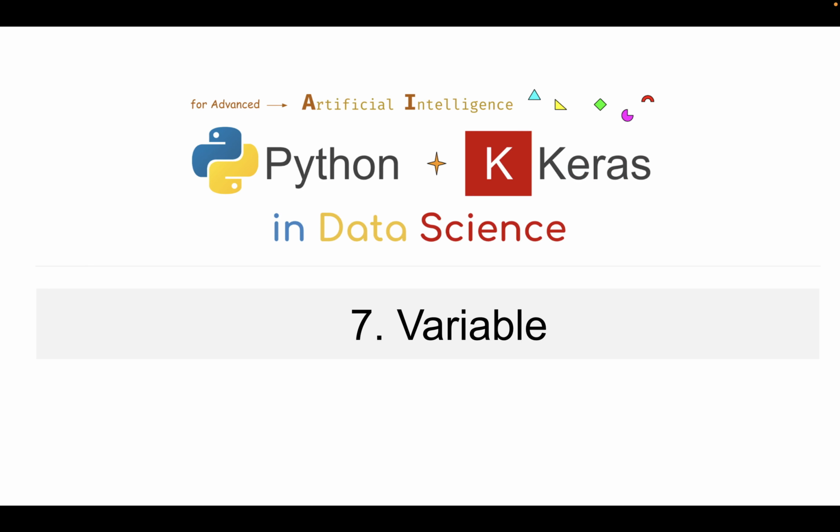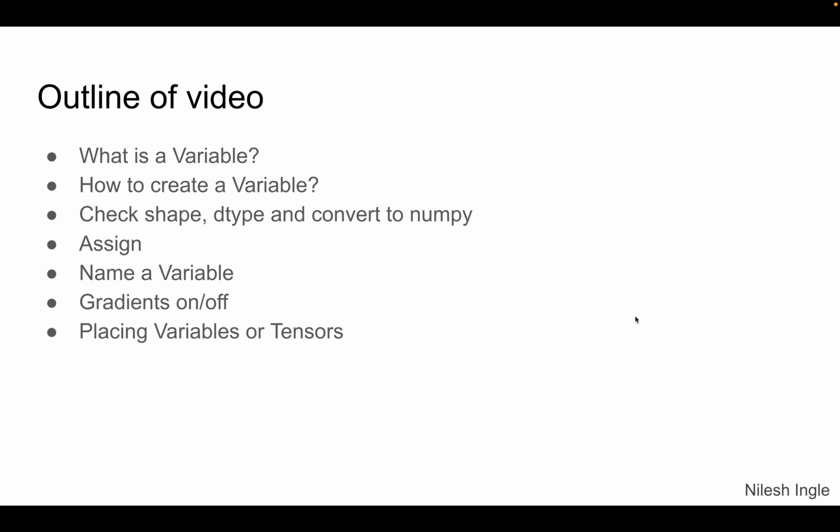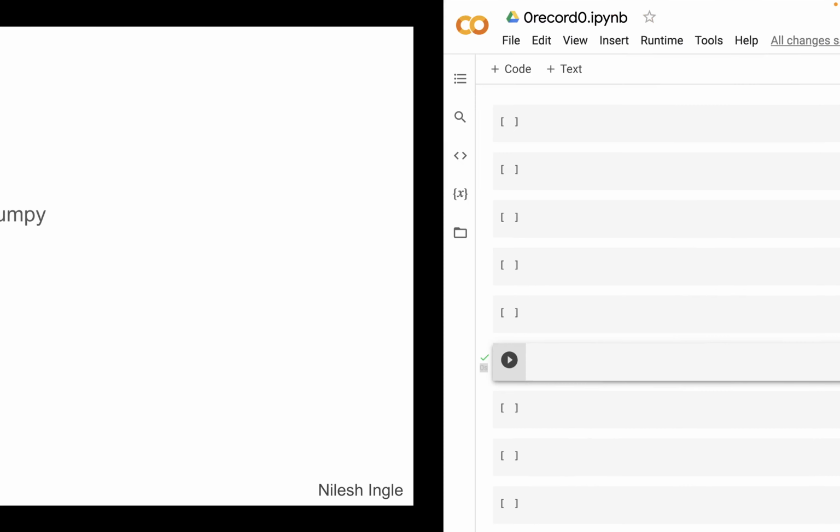I'm Nilesh, and in this video, we'll talk about variables. We'll look at what a variable is, how we can create a variable, look at the shape and data type, and see how we can assign values to a variable. And finally, we'll look at naming and how to turn gradients on and off on the variables, and also how you can selectively place a variable or a tensor either on a CPU or a GPU. So let's get into the Colab notebook and start coding.